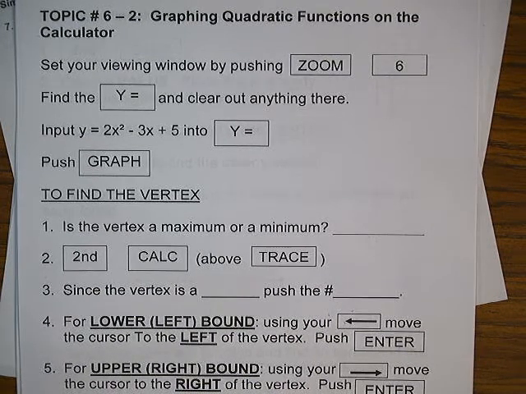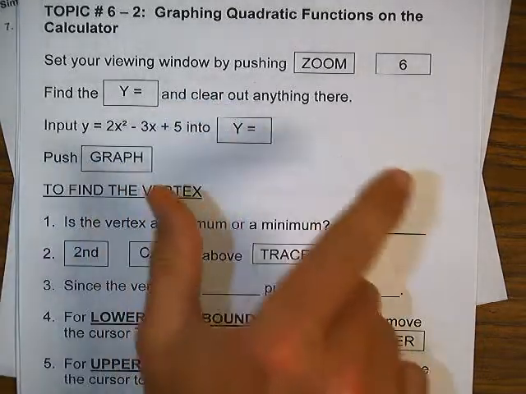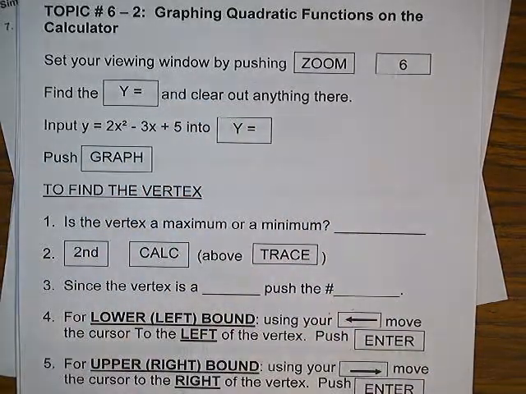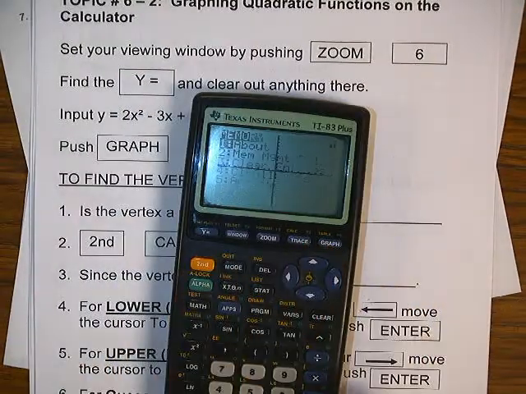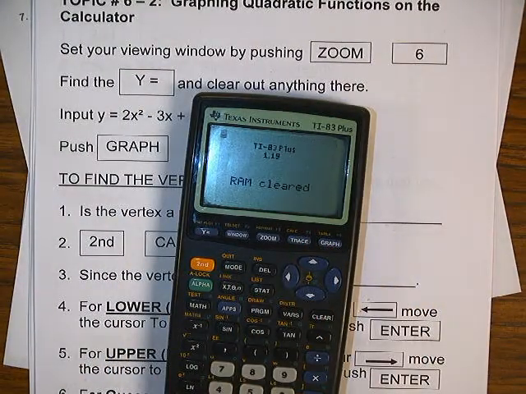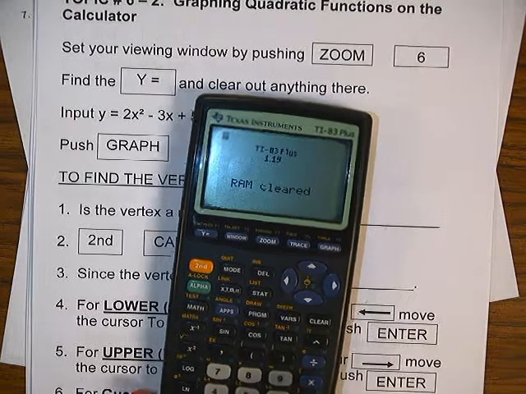Okay, first of all, I know it says set your window, but let's just go ahead and clear our memories of our calculators. Second plus 712. Okay, we should get RAM cleared.